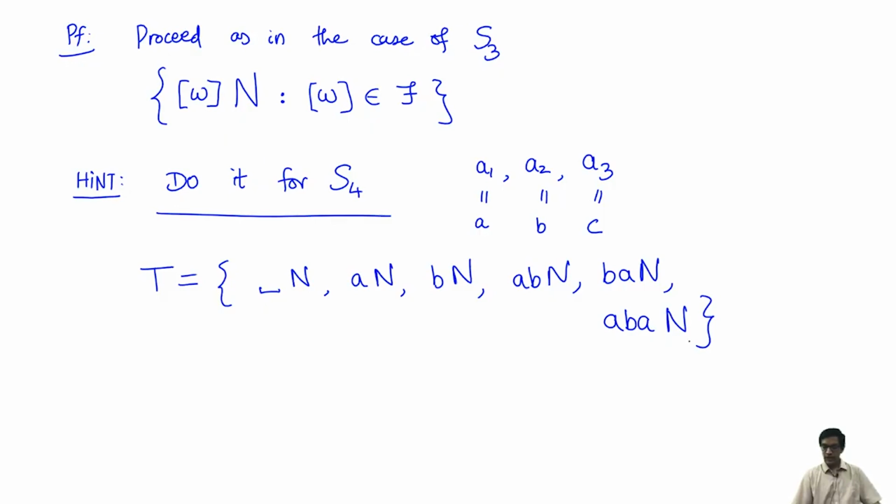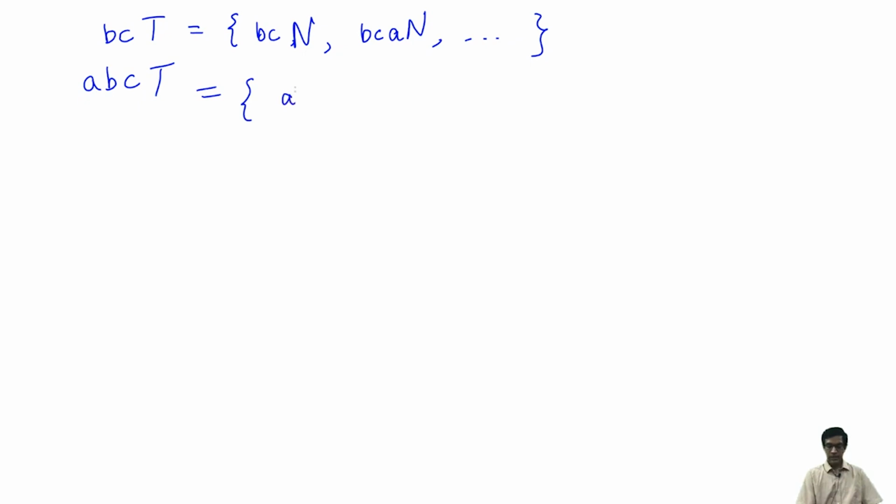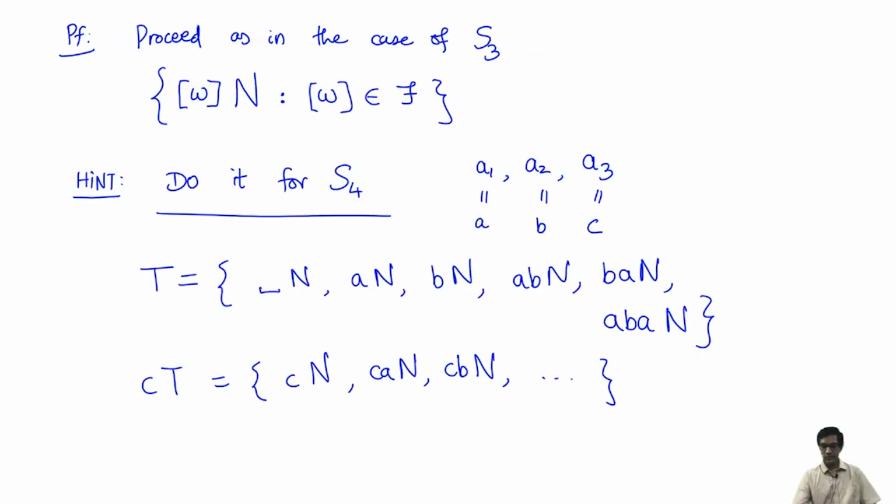Now in the case of S4, we will need 24 cosets. Okay, what are the 24? Well, these 6 certainly are there. In addition, we also need what I call CT, which is the very same 6 cosets with C multiplied on the left. Same thing with BC: look at BCN and BCT, where T was my set of 6 cosets. So BCN, BCAN, dot dot dot, 6 of them. ABCT again: I take ABCN, ABCAN, dot dot dot. So I have 6 plus 6, 12 on this page and 12 on the earlier page. Show that these 24 cosets are all you need.